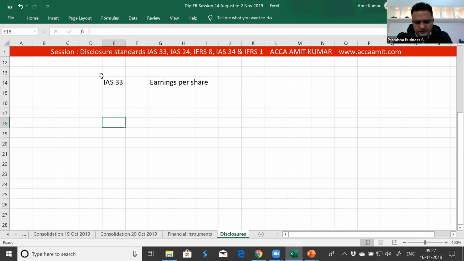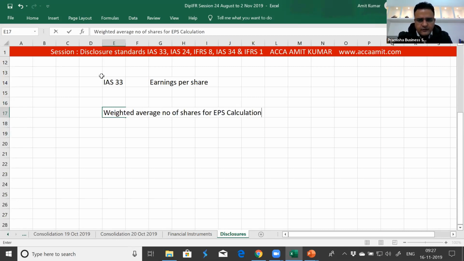So we'll have a look at how to calculate the weighted average number of shares for EPS calculation, how to deal with bonus issue and adjust it for the previous year, how to deal with the rights issue. And according to the standard on EPS, it requires that we need to present not only the basic EPS, we also need to present diluted EPS with equal prominence.